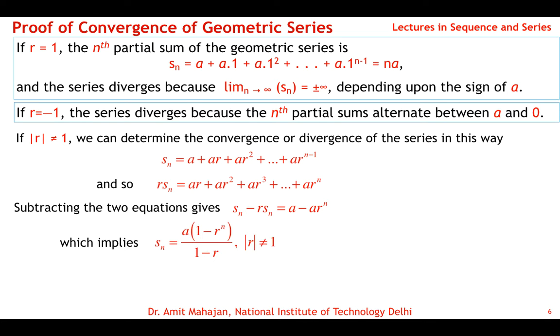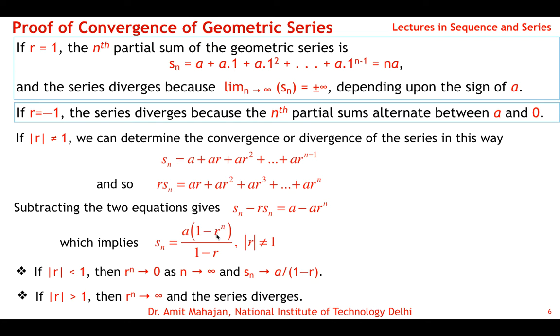So I can calculate s n, the nth partial sum, as a times 1 minus r power n over 1 minus r, where modulus of r is not equal to 1. Okay, so now you can see that if I take the limit as n tends to infinity on this, then this number r power n is important. When n goes to infinity, this number will either go to infinity or it can go to 0 depending upon r. So if modulus of r is less than 1, this r power n will tend to 0 as n tends to infinity. So the sequence of partial sums will converge to a over 1 minus r. And if modulus of r is greater than 1, then this r power n will tend to infinity, and so this series will diverge. So this is the proof of the geometric series.